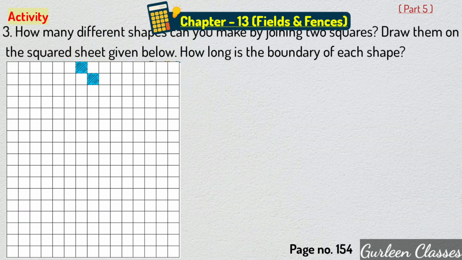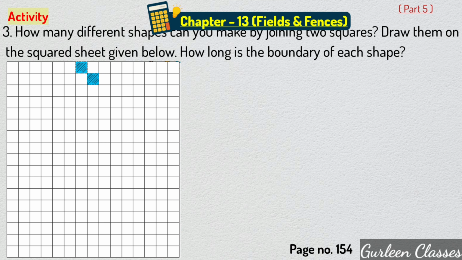Next, question number 3 given in your Maths NCERT book, page number 154. How many different shapes can you make by joining two squares? Draw them in the square sheet given below. How long is the boundary of each shape? In your books, you can see this figure. Here, 2 square boxes are shaded. Try this activity with 3 squares also.